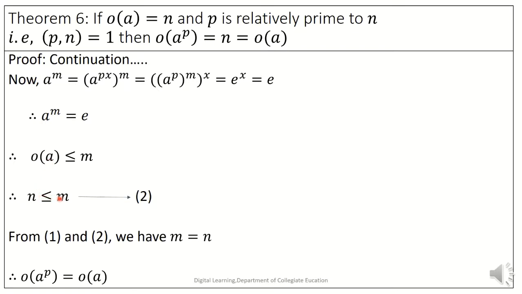Equation 1 is m is less than or equal to n. Equation 2 is n is less than or equal to m. From equations 1 and 2, we have m is equal to n. In the beginning we took m as the order of a to the power of p, and n as the order of a. This completes the proof.